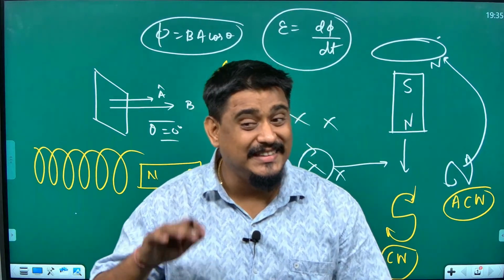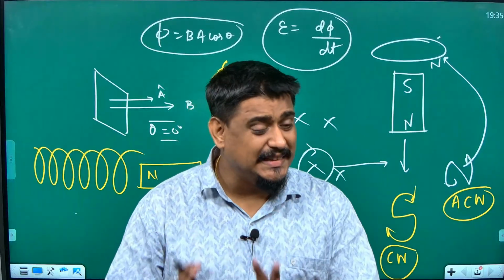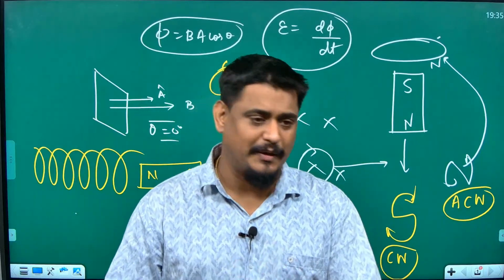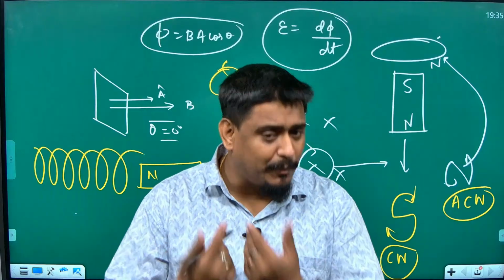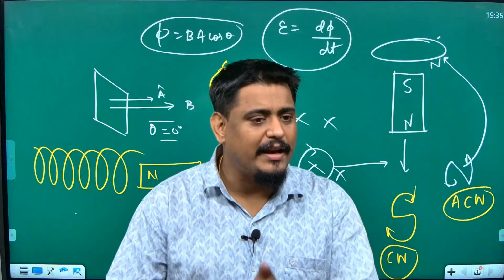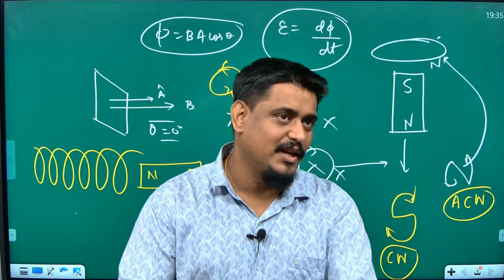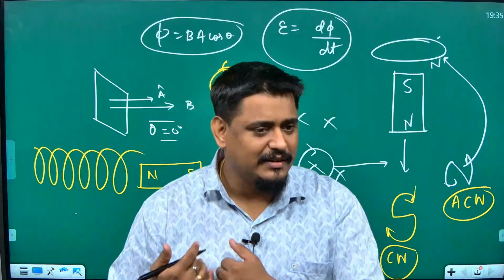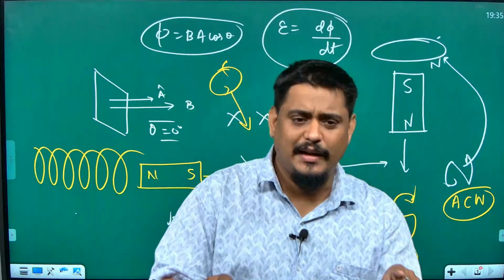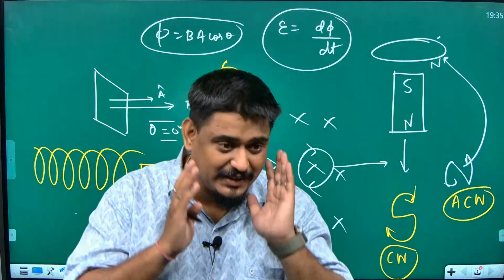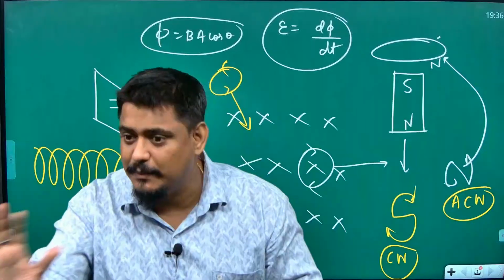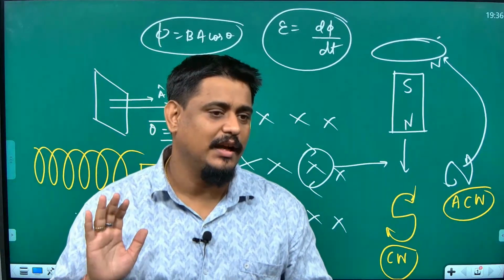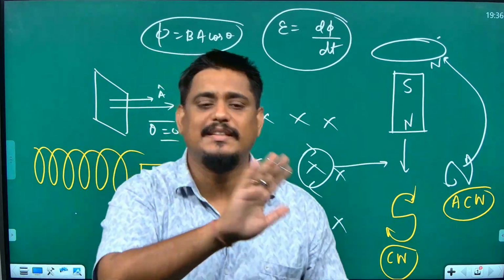If it is decreasing, two possibilities: decreasing into the plane, decreasing out of the plane. If decreasing into the plane, you will put the direction to make it into the plane. If decreasing out of the plane, put the direction to make it out of the plane. Whatever I told now looks very complicated to hear, but it is a very, very simple process. And believe me, you cannot escape from this.